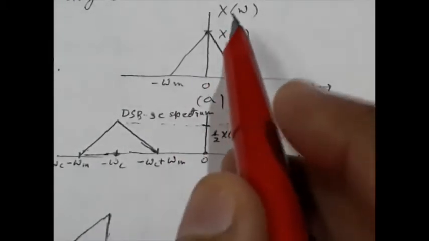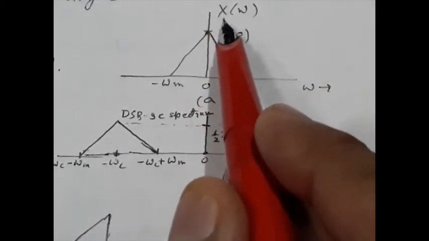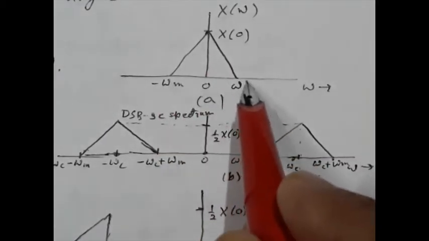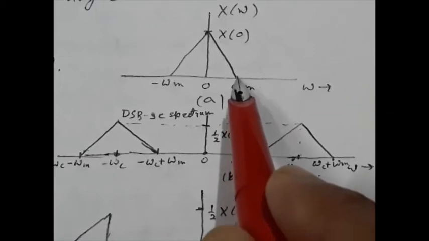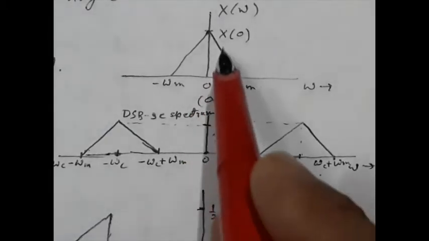Assume that X(omega) is the spectrum of the baseband signal, a band limited signal with maximum frequency of omega m. For DSB-SC, the spectrum will be shifted by an amount omega c, that is fc, in the positive direction and negative direction. We have seen it earlier in the previous class when we were discussing the basic principle of DSB-SC. So this is the spectrum for DSB-SC.